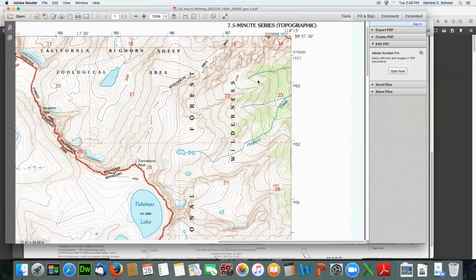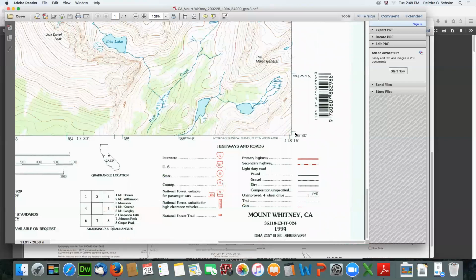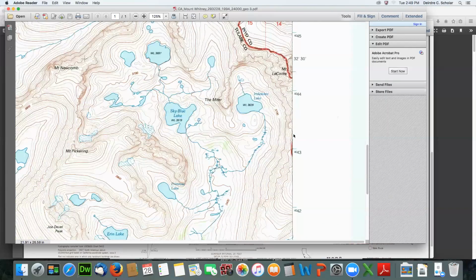If we look at our latitude values, we could start in the southeast corner. We have a value of 36 degrees, 30 minutes. We know that this map is going to cover a distance of 7.5 minutes. So if we were to add 7.5 minutes of latitude to this number here, it should be 36 degrees, 37 minutes, and 30 seconds. Let's see if that's what we get.